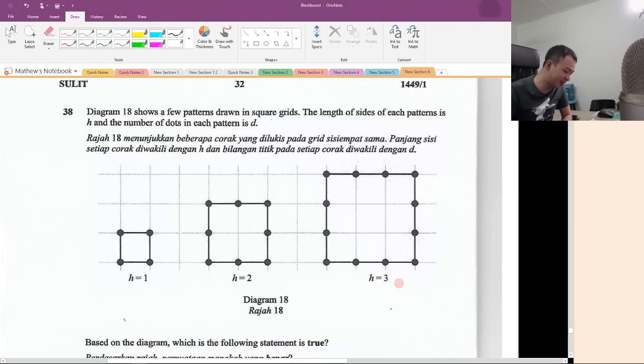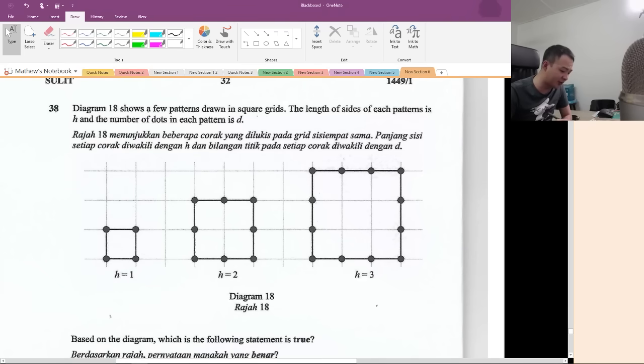Alright, the diagram 18 shows a few patterns drawn in a square grid. The length of the sides of each pattern is H, and the number of dots is D. Let's calculate how many dots we have. This one equals 4, this one equals 8, this one equals 12. So you can see when the H value increases, the D value increases. This one is confirmed, it is directly.